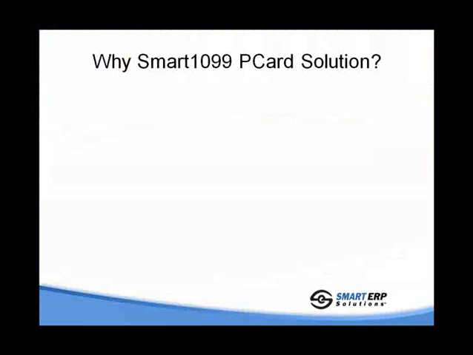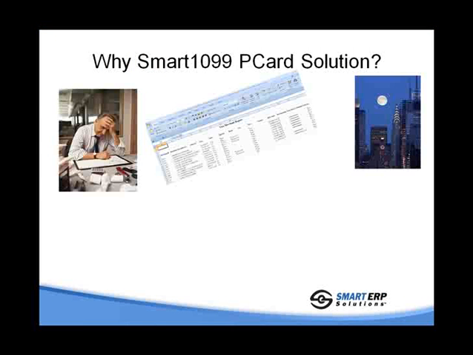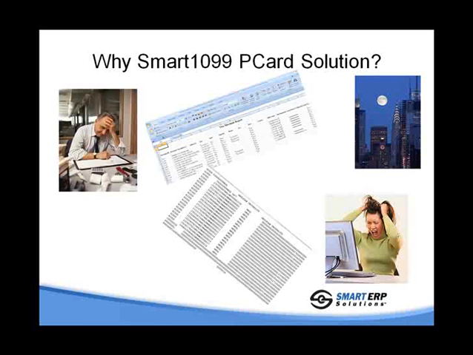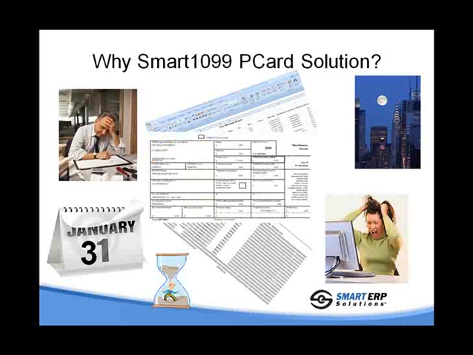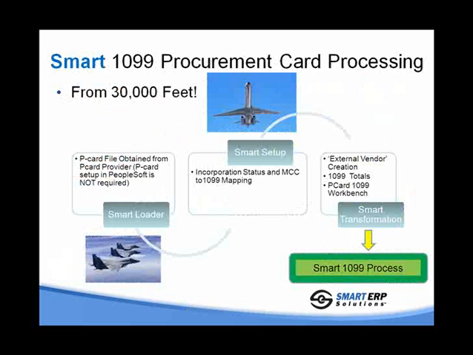So, how does your organization handle 1099 requirements for procurement card processing? Lots of late nights playing with spreadsheets? Pulling your hair out manipulating files? Feeling like the sand is running out as January 31st fast approaches? Well, if any of these are you, you need Smart 1099 procurement card processing from Smart ERP.